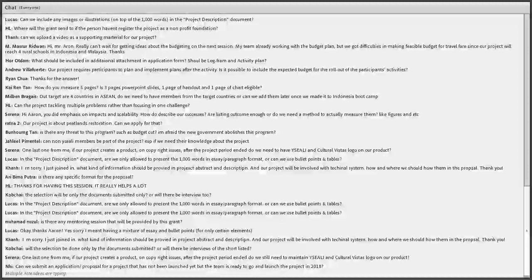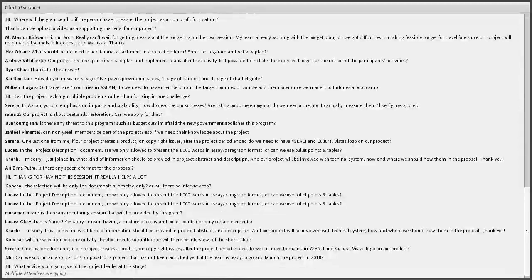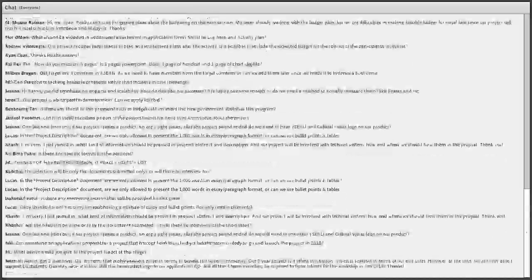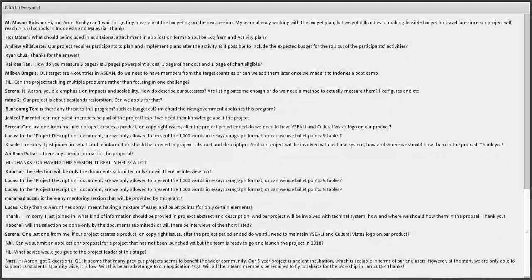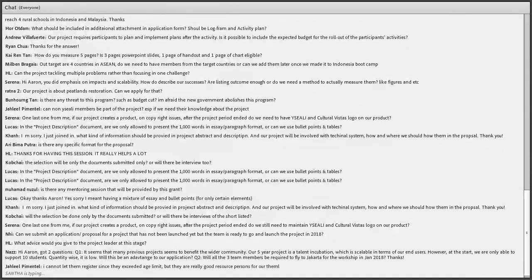COPSHI, will the selection be done only by the documents or will there be interviews? Great question, COPSHI. The selection will be done only by the documents submitted. That's why you have to tell your story there. We're not doing any interviews, because there are too many people, too many applications, etc.